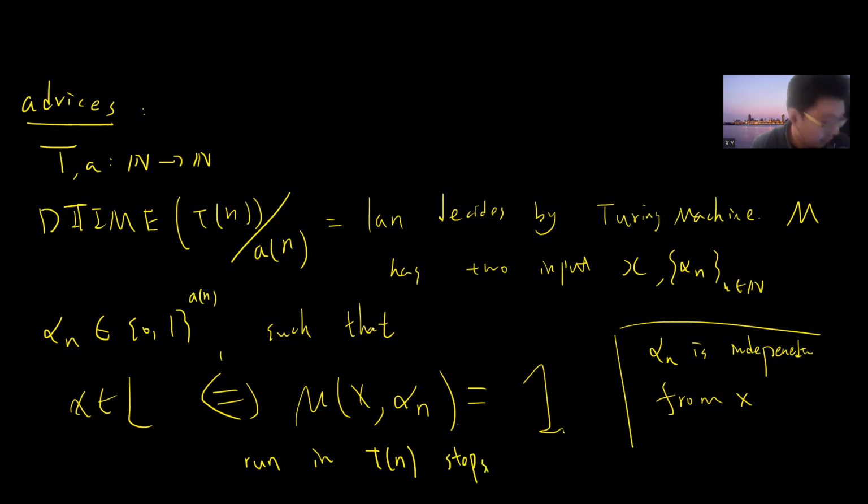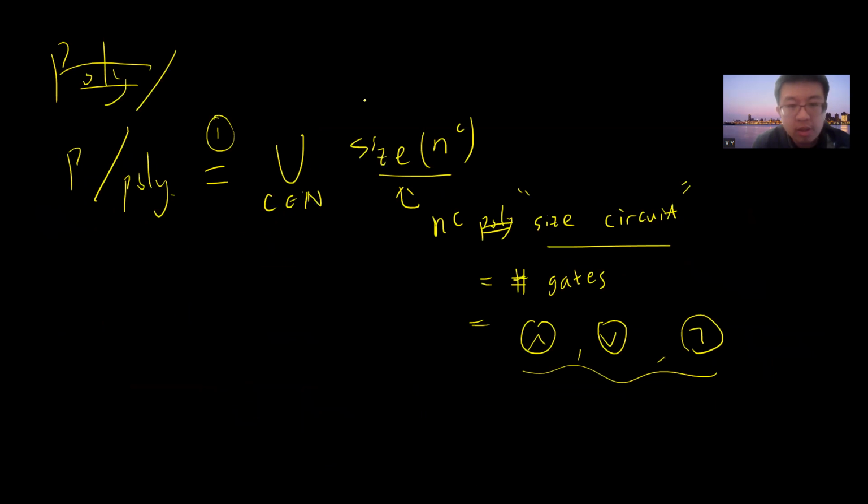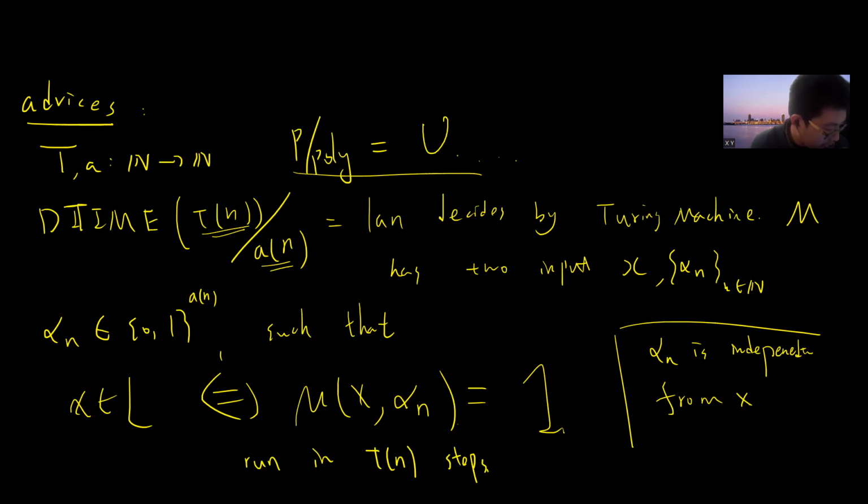Then you can define P/poly by the same definition. You take the union of basically all of these, such that T is polynomial and A is also polynomial. This will give you the definition. There are many theorems about P/poly, like if something is in P/poly, then the hierarchy collapses, that kind of statement, and maybe we'll talk about it in a future video.